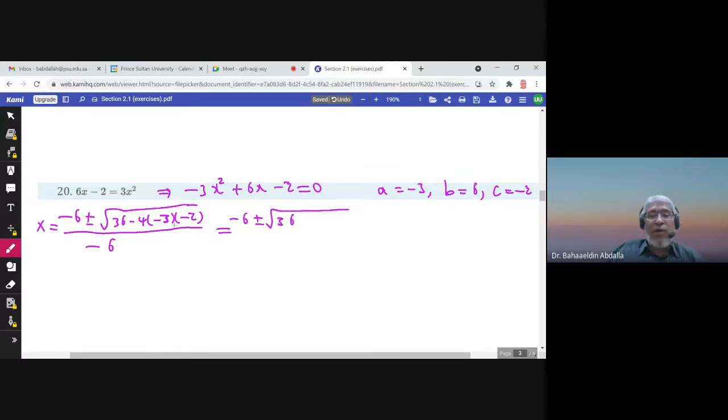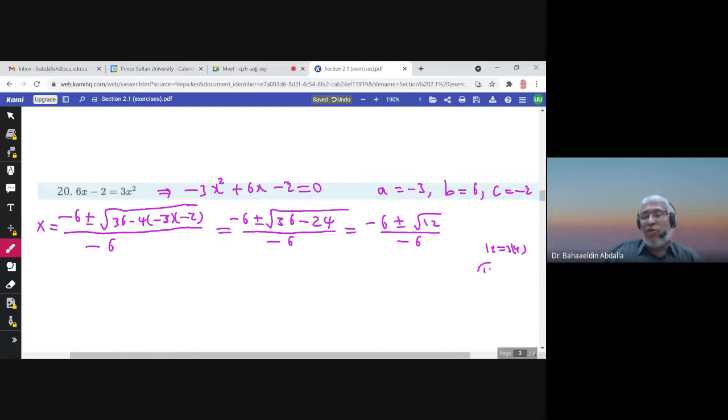36, now minus times minus times minus would be minus. 4 times 3, 12 times 2, 24. So 36 minus 24 is 12, isn't it? Yeah, I think it's 12, but I'll make sure. So negative 6 plus or minus square root of 12 over negative 6. Still, I can't cancel. But what I can do, 12 is 3 times 4.